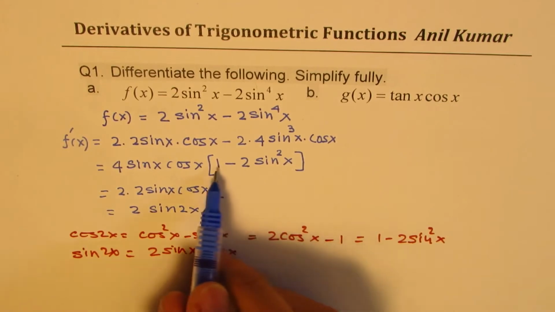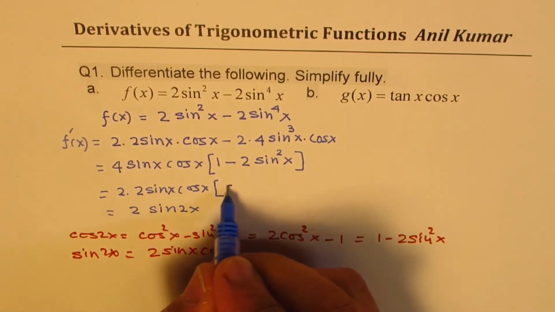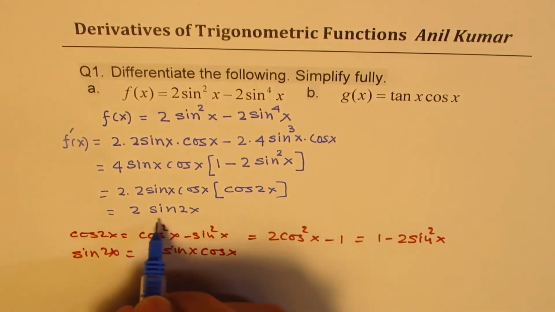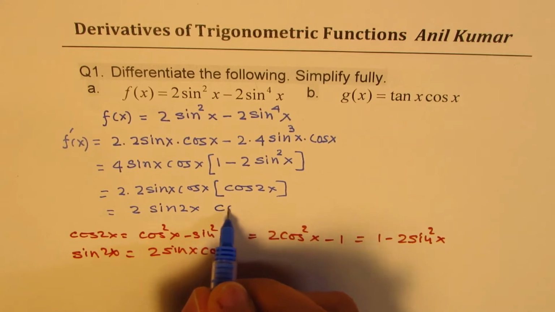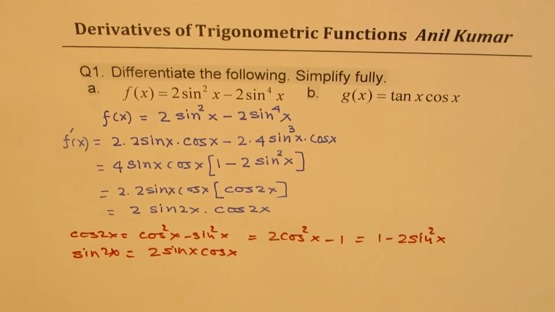And this term here, 1 minus 2 sine square x, is actually cos 2x. So what we get here is 2 times sine 2x cos 2x. So I hope you understand and appreciate this part, correct? So simplification is key in this particular question. Derivative may be simple, right?